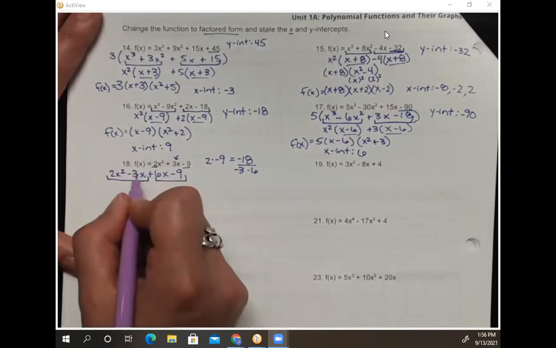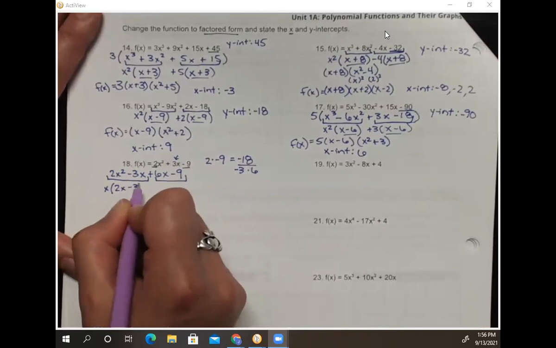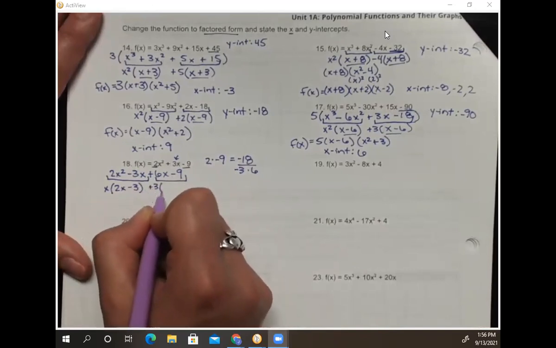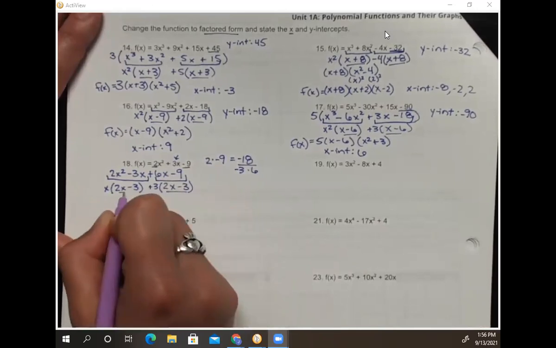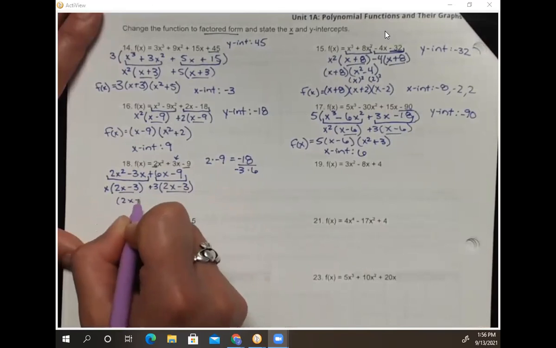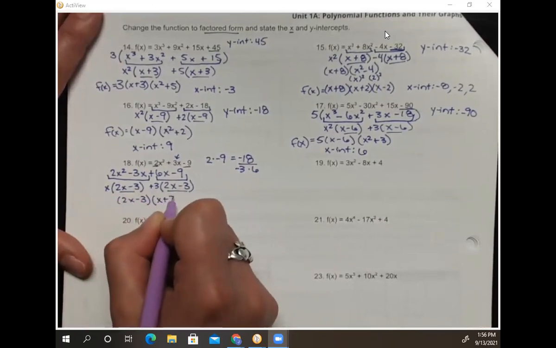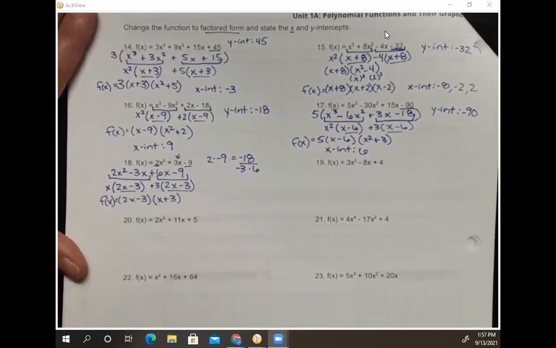The GCF for my first group is x. That leaves me with 2x minus 3. The GCF for my next group is 3. That would leave me with 2x minus 3. My stuff in parentheses is the same. So that comes out. And then I'm left with x plus 3. So there's my factored form here for number 18.